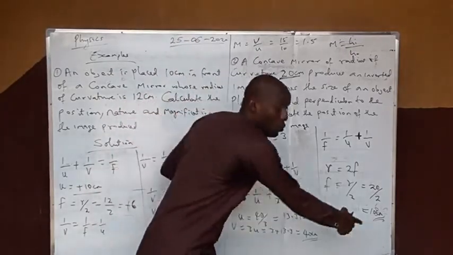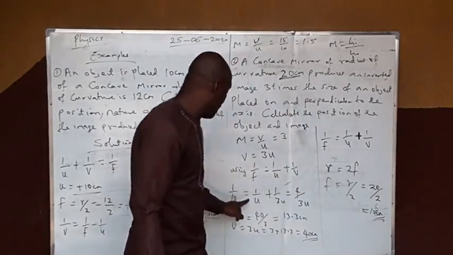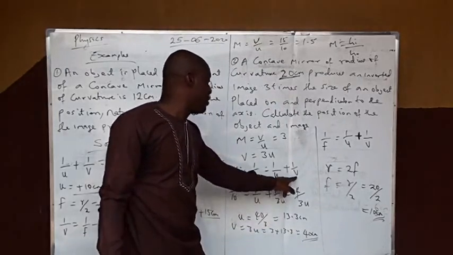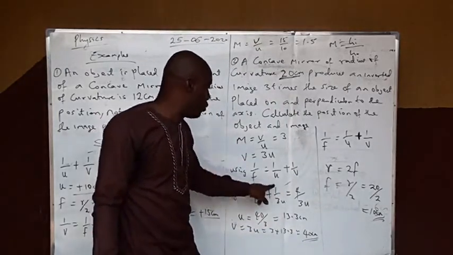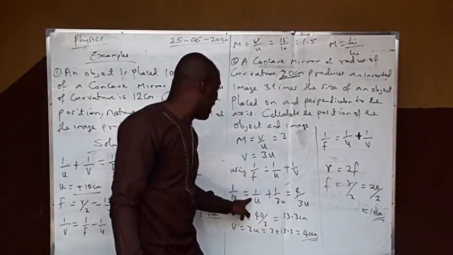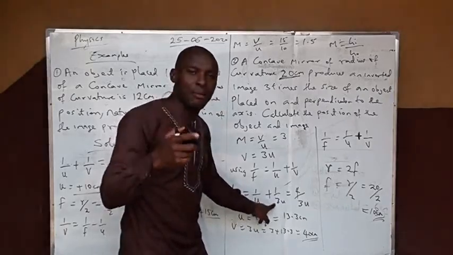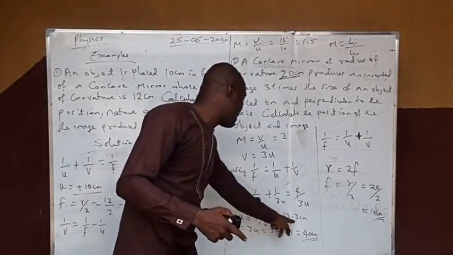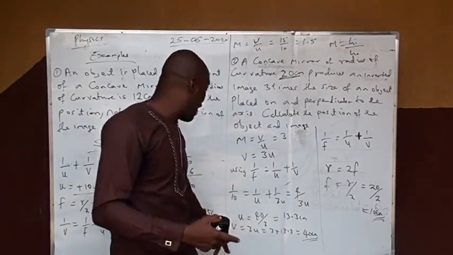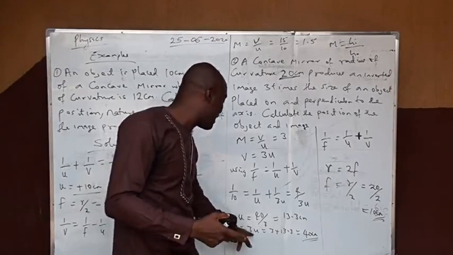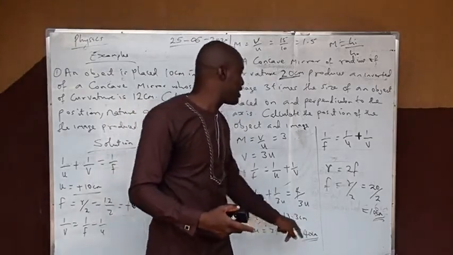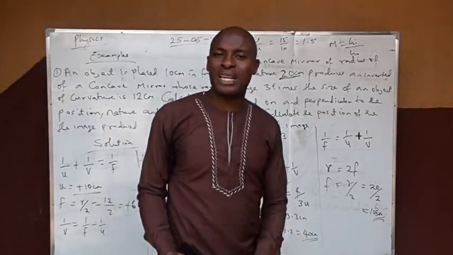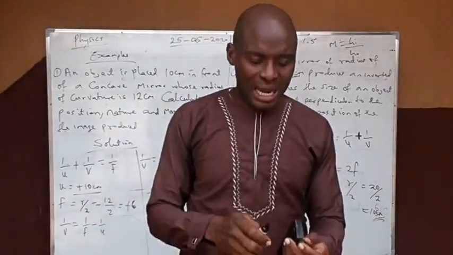And that is why we now have 1 over 10, which is the focal length, is equal to 1 over U plus 1 over 3U instead of V, because we have gotten our V to be 3U. Using our LCM, this will now give us 4 over 3U. And our U will now be 13.3 centimeters. So our V, which is 3U, will be 3 times 13.3, equals 40 centimeters. So this is how you can apply the mirror formula to get your answers.